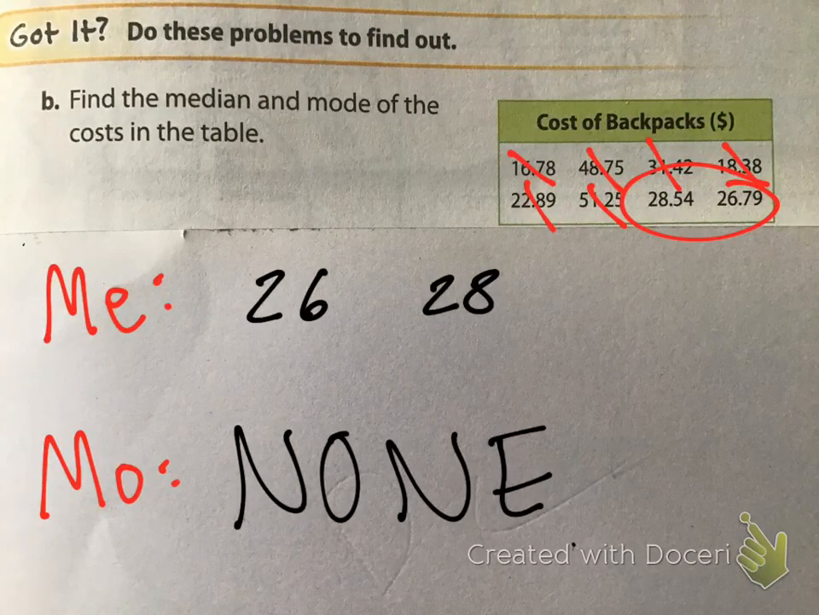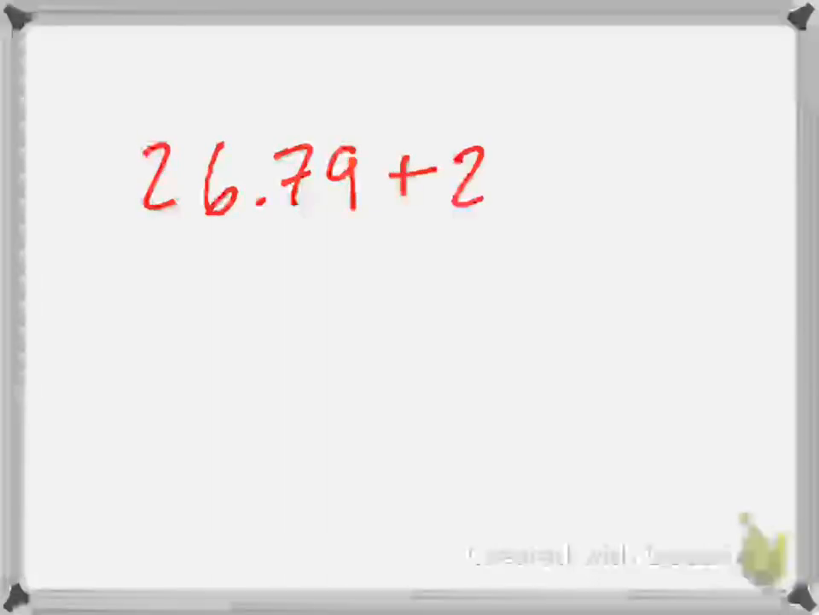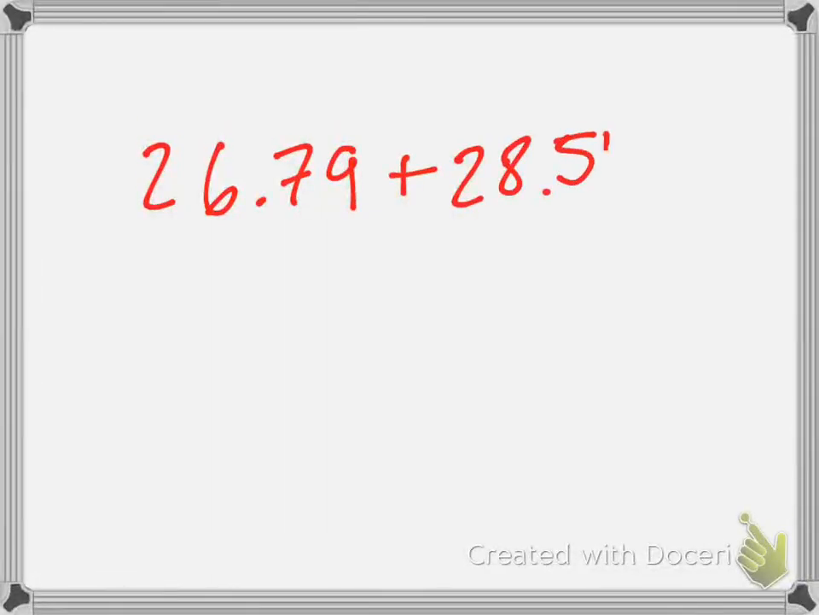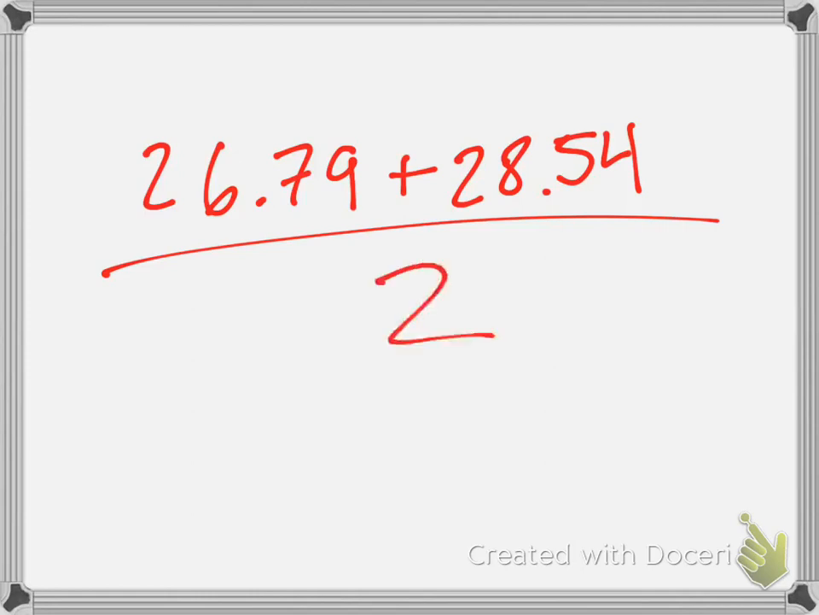Honestly, my book is right, because we have to find the average of those two numbers. So our two numbers are 26.79, and we add it to 28.54. And there are two numbers, so we divide by 2.